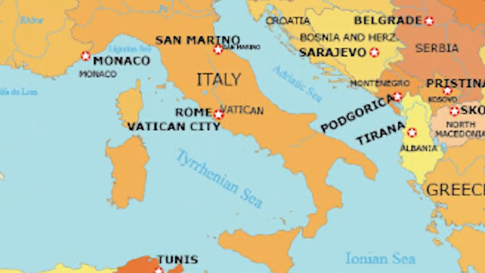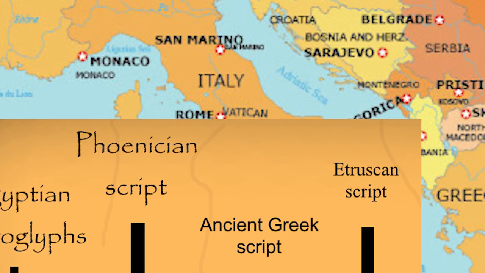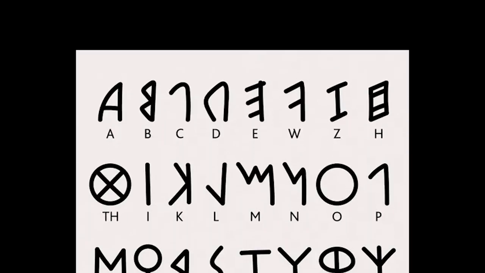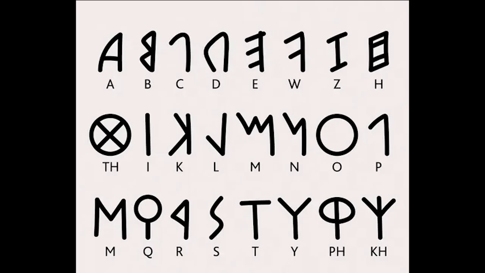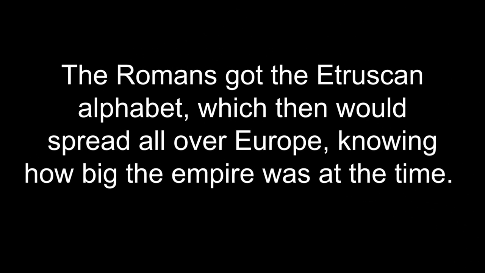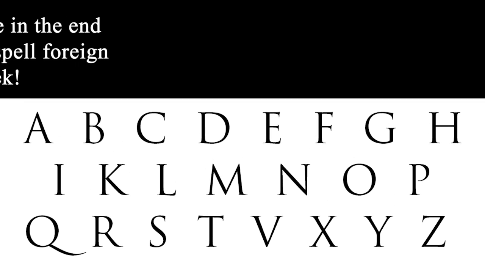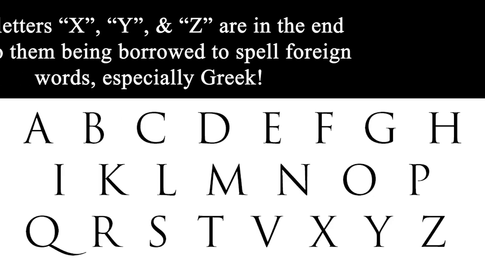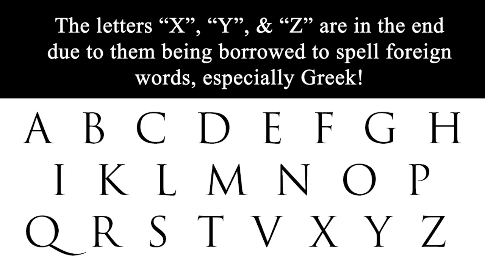In the West, the Etruscans from modern-day Italy took the Greek alphabet to use it themselves. The civilization of the Etruscans spread throughout Italy, and eventually, the Roman Empire happened. The Romans got the Etruscan alphabet, which then would spread all over Europe, knowing how big the empire was at the time. And boom, the Latin or Roman script is born. Although it only had fewer letters until they added X, Y, and Z later to easily spell foreign words, most likely from Greek at the time. That also explains why they are the final letters in the script.